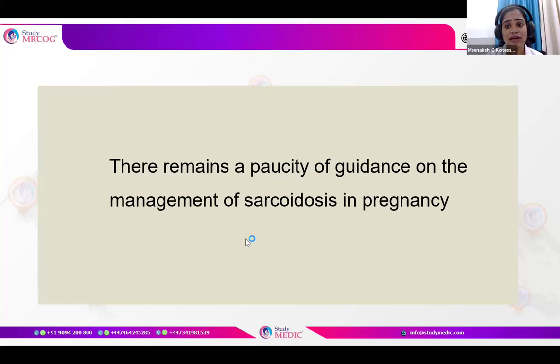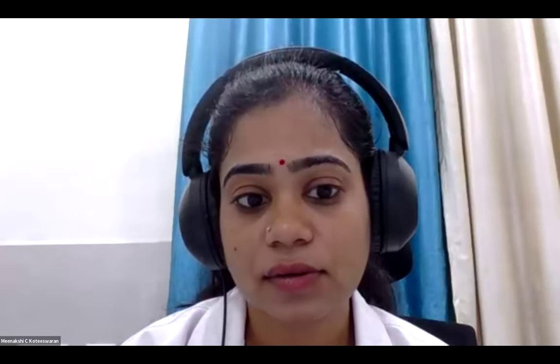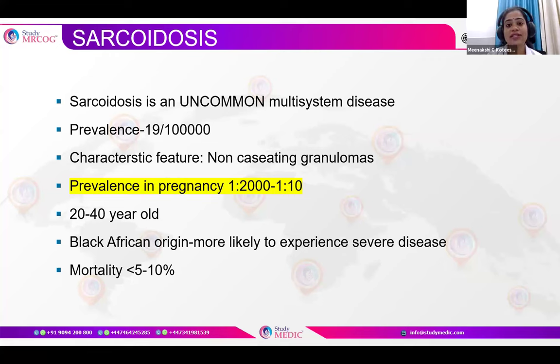Sarcoidosis is an uncommon disease. It's a multisystemic disease, and the prevalence is 19 in 1 lakh. The characteristic feature is non-caseating granulomas. The prevalence in pregnancy is about 1 in 2,000 to 1 in 10. Normally the age group affected is 20 to 40 years. In terms of ethnicity, people of Black African origin tend to experience more severe disease, and the mortality rate is less than 5 to 10%.